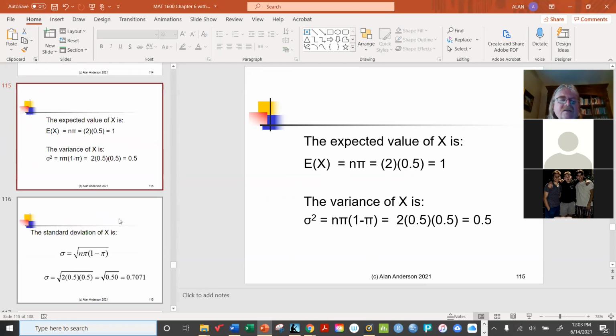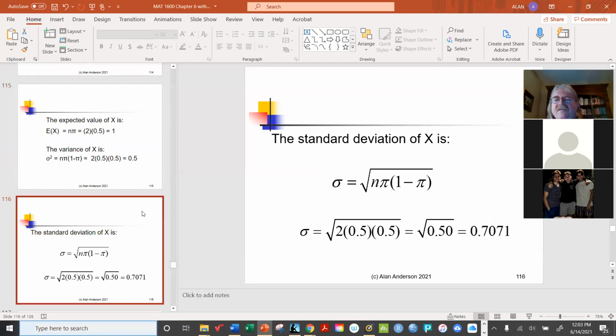And of course, the standard deviation is easy because it's just the square root. All right, so the square root of a half is approximately 0.7071.